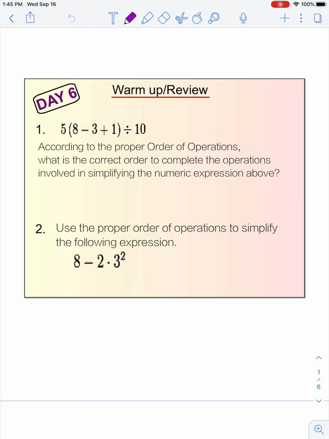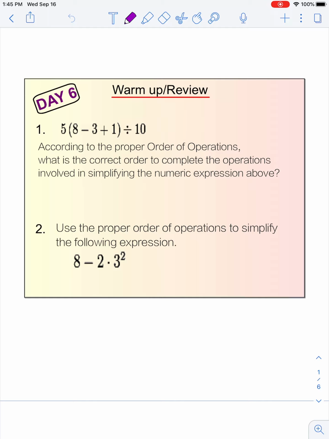Basic Skills Day 6. We're going to do a quick little warm-up review of order of operations. Make sure you're still understanding these ideas. So please try these two problems, pause the video, and then come back and see if you've got it correct.